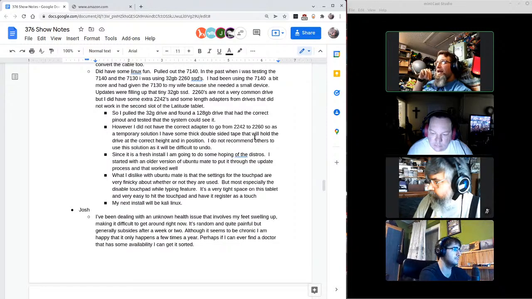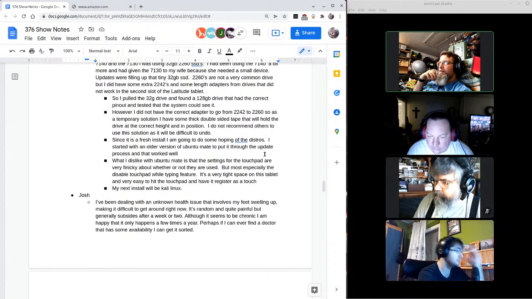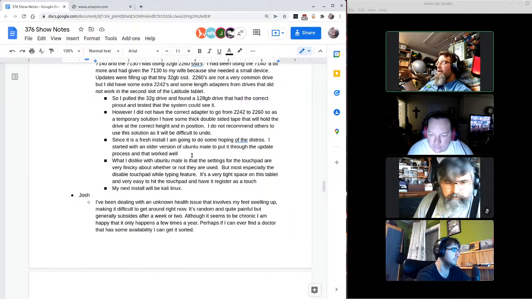Like I said, I did not have the correct adapter to go from 2242 to 2260, so as a temporary solution, what I've done is I've used some thick double-sided tape that'll hold the drive at the correct height and in position. I do not recommend this as a solution to others because it's a little bit more difficult to undo. So if you want to change the hard drive again later, it will be a problem.